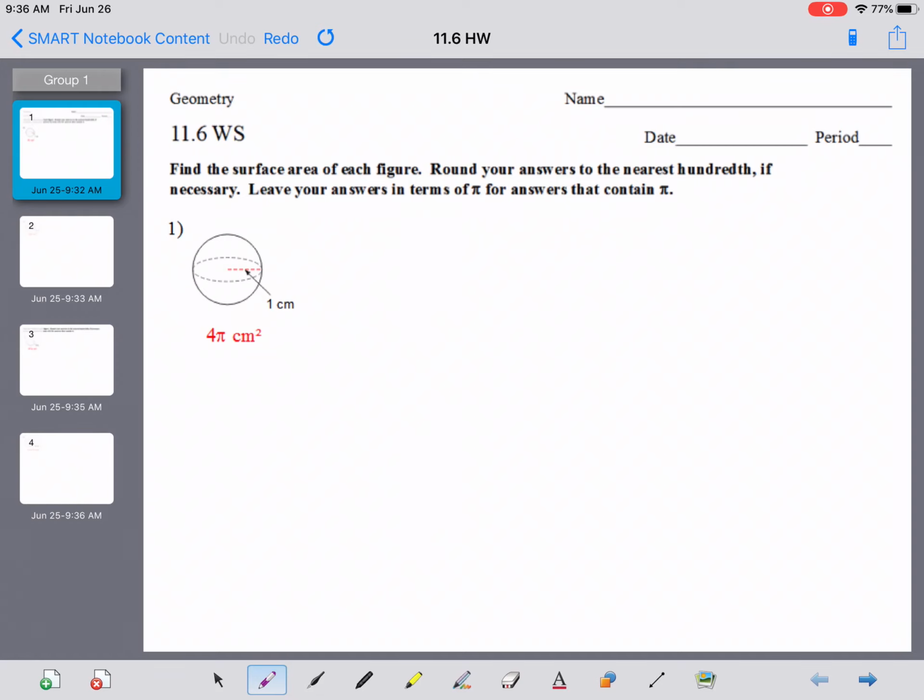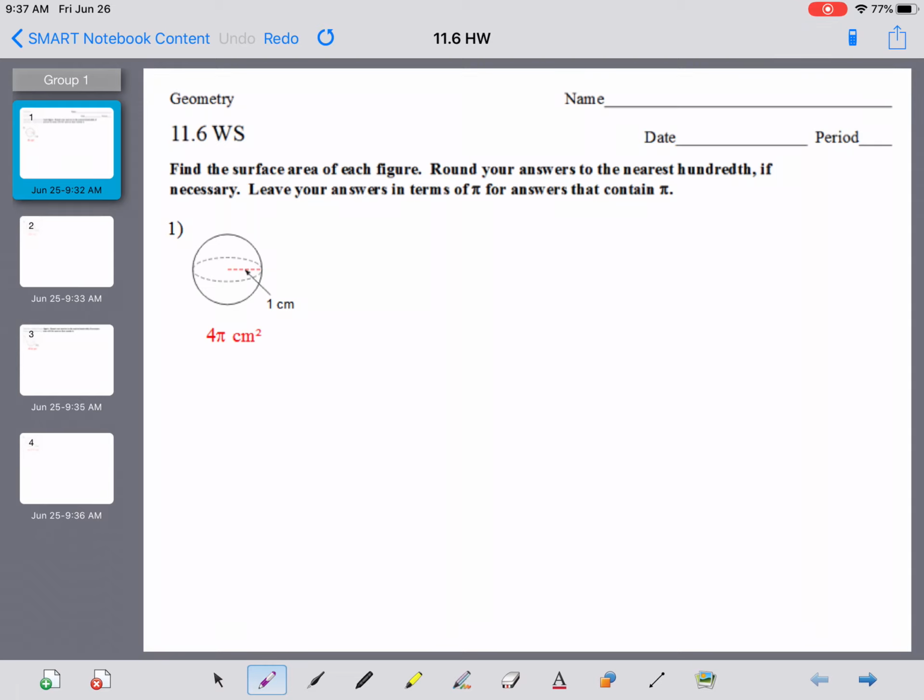Okay, everybody, let's knock out a few questions off the 11-6 homework. This isn't really all that bad of a section, guys. There's two formulas that we need to know, but the nice thing about these two formulas, they both deal with spheres, and spheres are cool because they really only have one piece of information that you need to know in order to know everything there is to know about that sphere, and that is its radius.